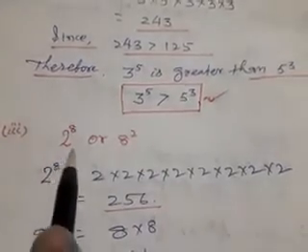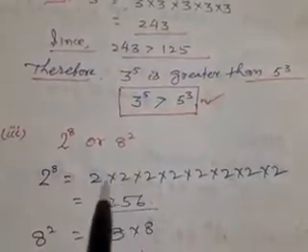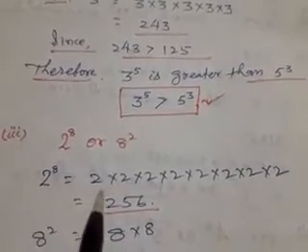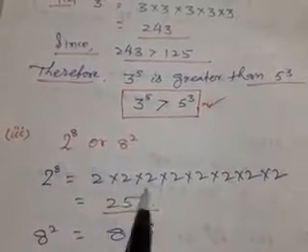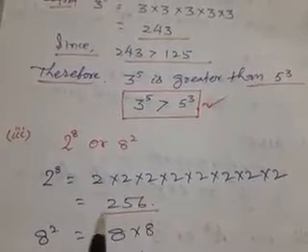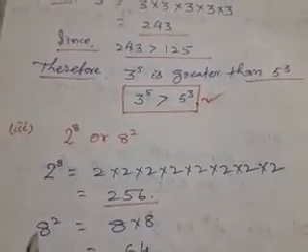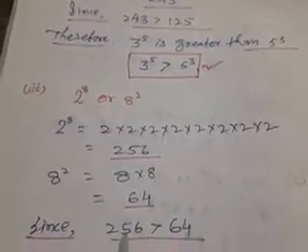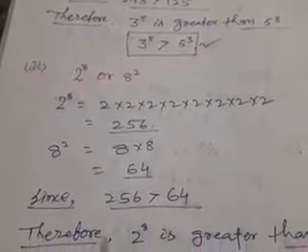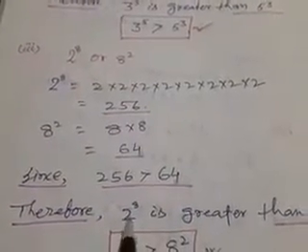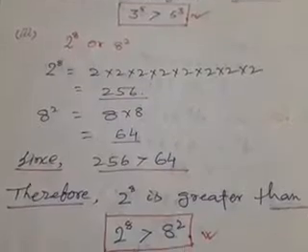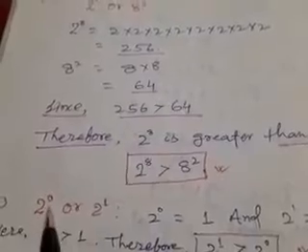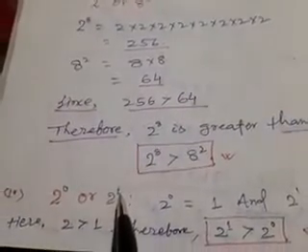Next question is 2 to the power 8 or 8 square. Dear students, this is also the same question. We write 2 eight times and find the product of these eight 2s, that is 256, and 8 square is equal to 64. Hence we see that 256 is greater than 64. Therefore we can say that 2 to the power 8 is greater than 8 square, or we write in this way also.